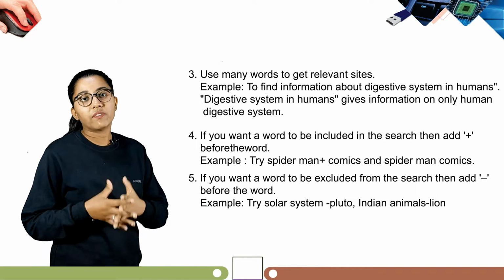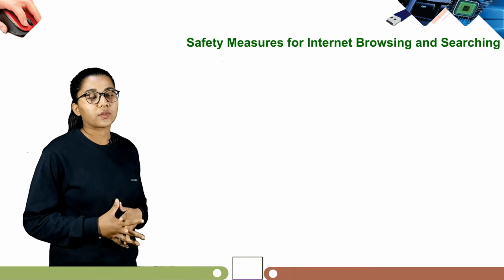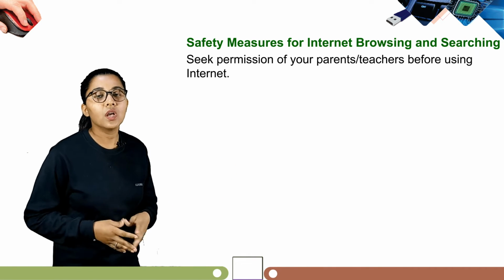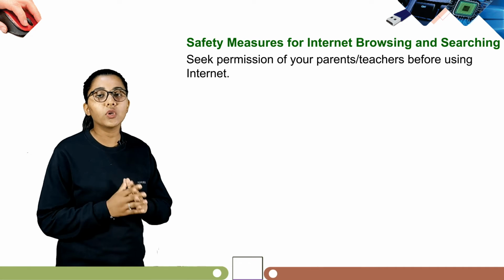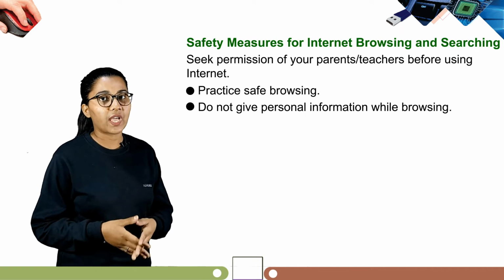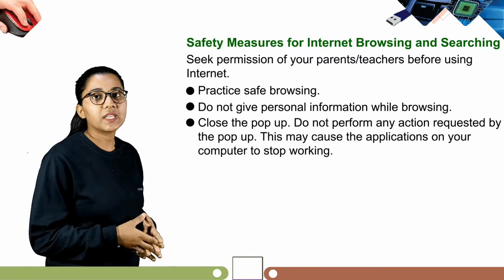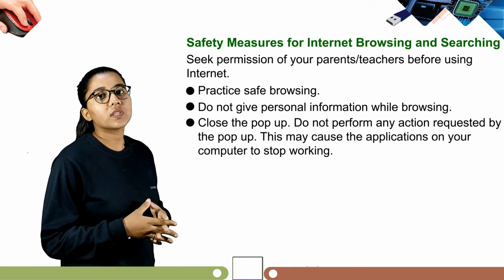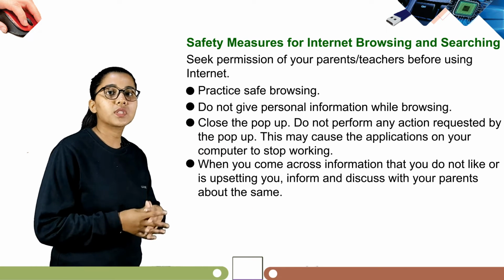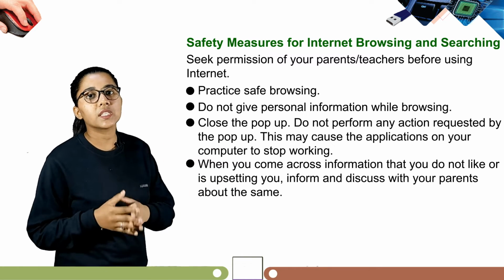Now students, our next topic is safety measures for internet browsing and searching. You have to be very careful while you are browsing the internet. Seek permission of your parent or teacher before using the internet. Practice safe browsing. Do not give personal information while browsing. Close the pop-up. Do not perform any action requested by the pop-up. This may cause the application on your computer to stop working.